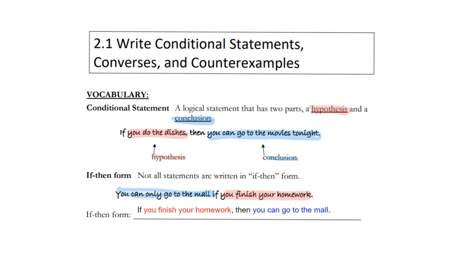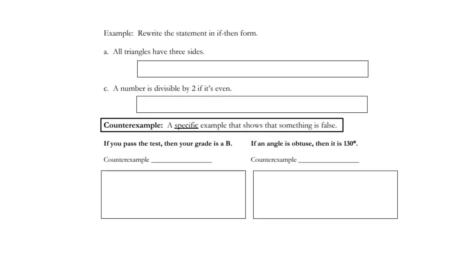Now, as we're going to find out, sometimes conditional statements are true, but sometimes they're not true. So let's take a look at some examples of rewriting a statement in if-then form. So this first example says all triangles have three sides. So if we think about the hypothesis in this situation, the condition that's met, that is that we have a triangle. And then what happens if we have a triangle? Well, then it has to have three sides.